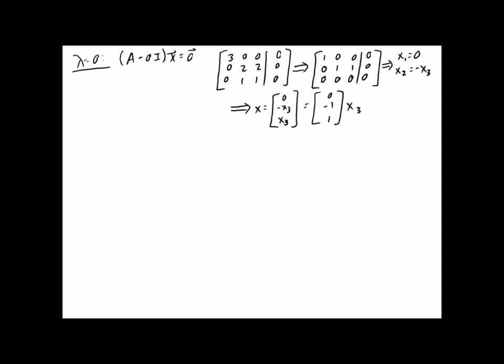So the basis I'm looking for here is made up of just one vector, and that would be the vector 0, negative 1, 1. Okay.